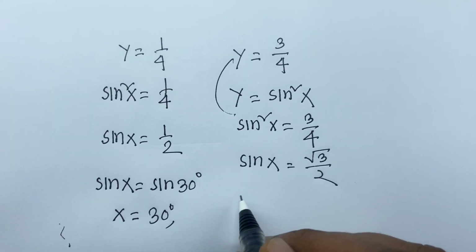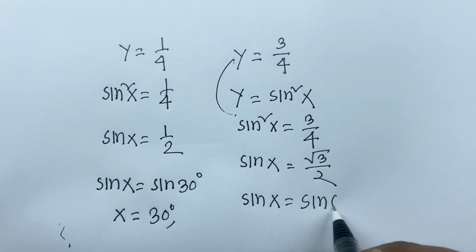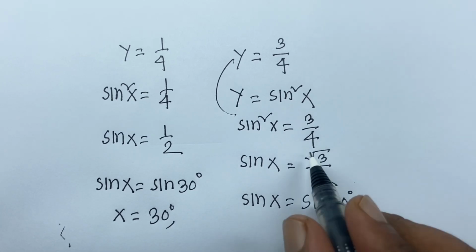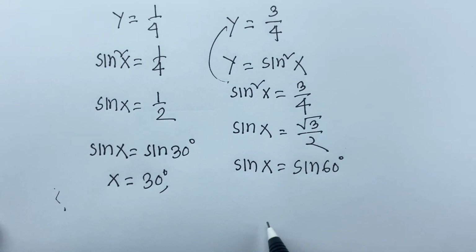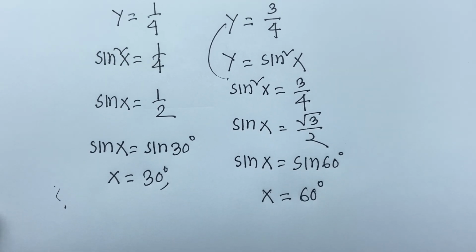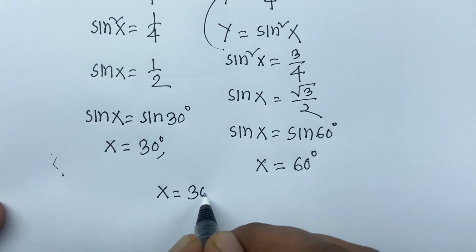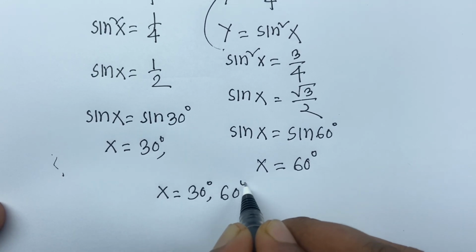And at this moment I can say sin x is equal to sin 60 degree. We know that sin 60 degree, it will be square root 3 over 2, and in this moment I can say x is equal to 60 degree. And this is our final answer. I can say x is equal to 30 degree and x is equal to 60 degree.